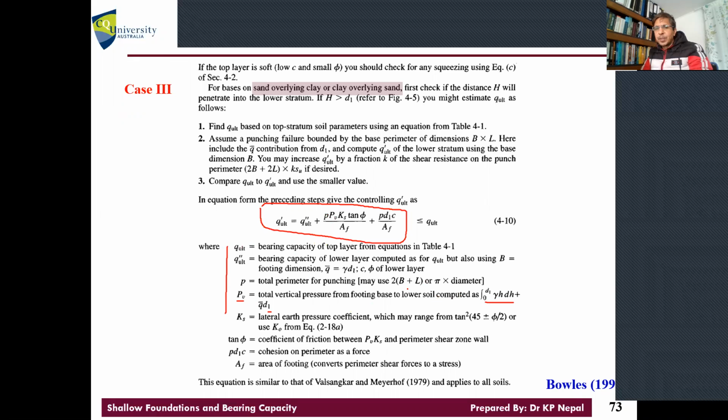Where is the P value? P is given by this as a parameter, right? If it is a punching contribution, the P value is 2 times B plus L, and the PV value is given by this equation. And then what is the Ks value? Usually we take the lateral earth pressure coefficient, which may range, or just the K naught value. K naught value, I'll talk about in lateral earth pressure, is 1 minus sin phi. It is always the at-rest pressure coefficient. I think you did that. So let's just use this equation for now.